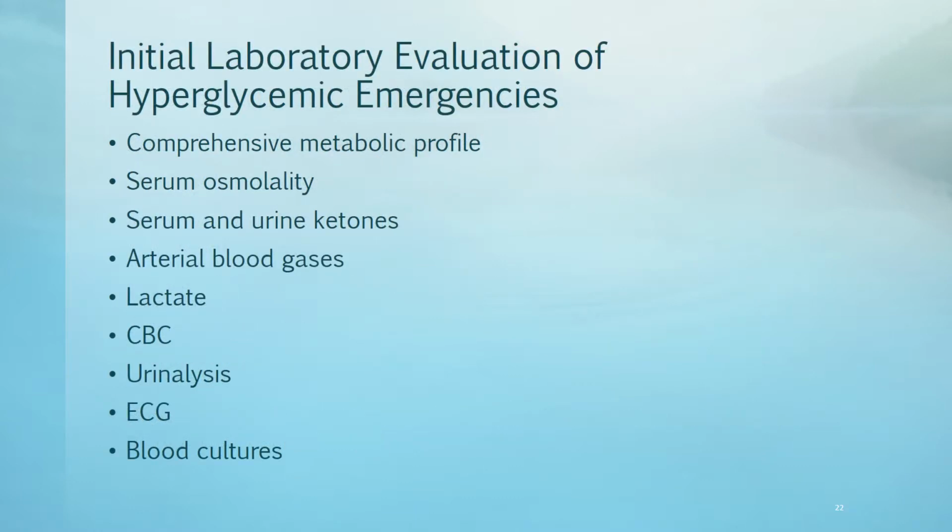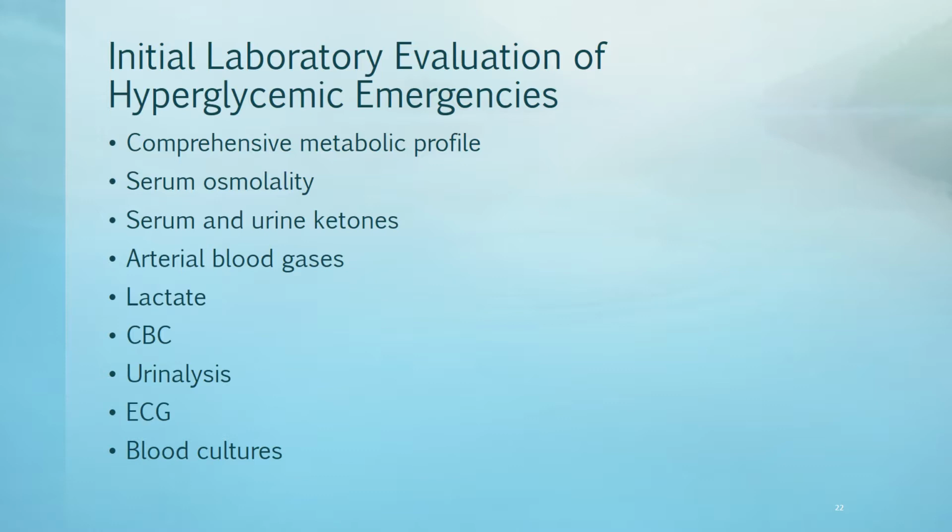These are some of the initial lab findings that we'll see. We will do a very comprehensive metabolic profile because we know that their electrolyte imbalances are going to be completely out of control. We're going to check serum osmolality, so we're going to do blood tests, and we're going to check ketones in the urine and in the blood. We're going to do arterial blood gases because we need to know our bicarb levels and our CO2 levels, and we will also determine the acidotic state of our patients, which we know most DKA patients will be in diabetic ketoacidosis. We would check lactate levels because remember, a lot of these patients go into DKA because they have some form of infection, so we want to make sure that they don't have any septicemia.